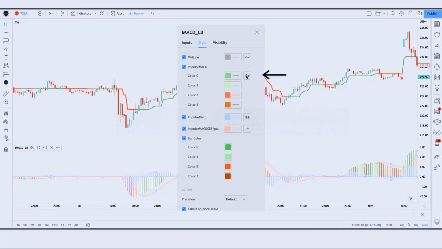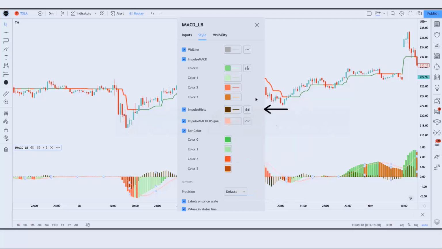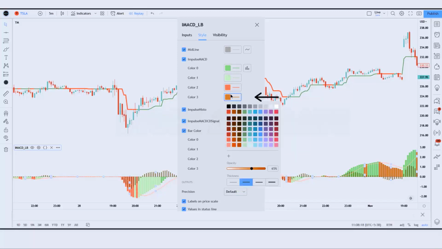We have to change the Impulse MACD option to columns instead of histogram. We have to replace Impulse histogram color yellow in place of blue. We have to replace Impulse MACD color red in place of yellow. Now our setup is ready.